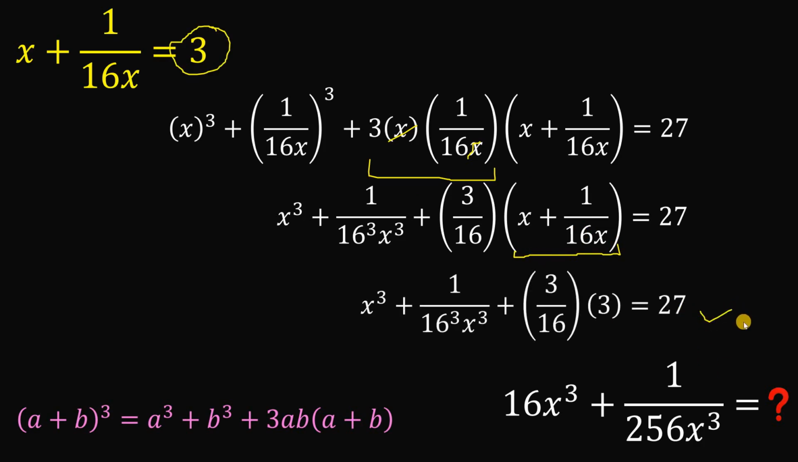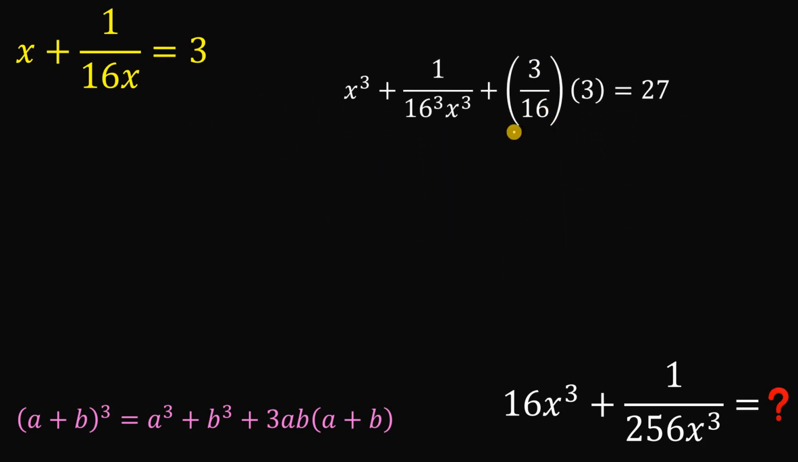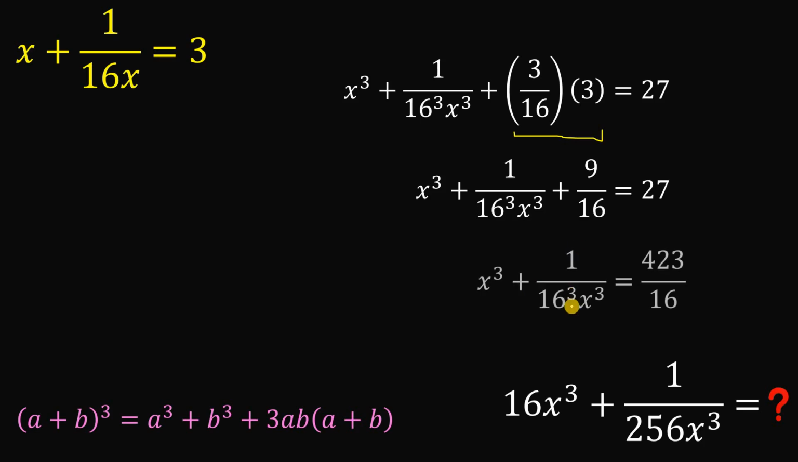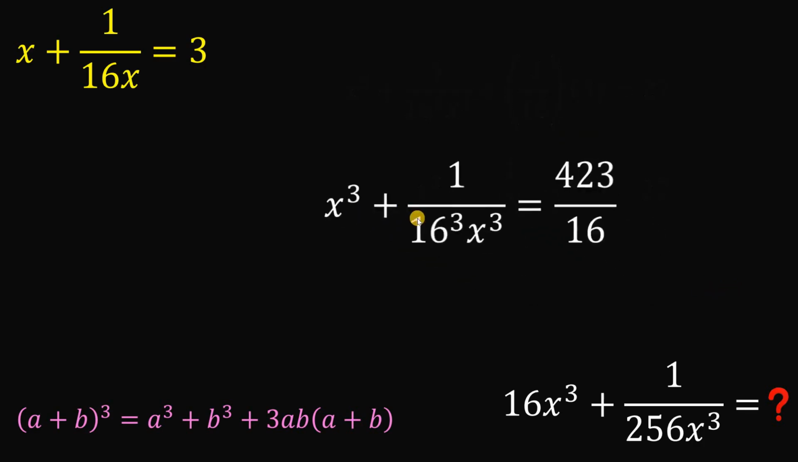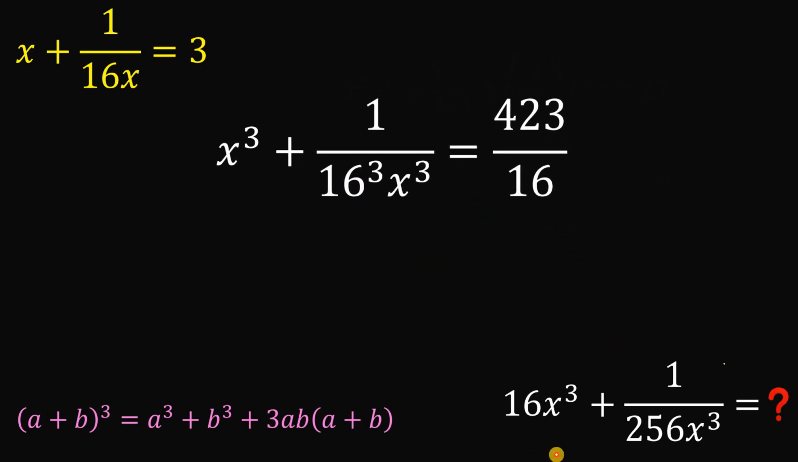And now, let's focus on this result. 3 over 16 multiplied by 3 is just 9 over 16. And subtract 9 over 16 on both sides. So this will give us x cubed plus 1 over 16 cubed x cubed equals 423 over 16. Now, let's focus on this result, because this looks something like our expression that we want to evaluate. The only difference is we have here 16 cubed, or simply equivalent to 4096, and we want here 256 or 16 squared.